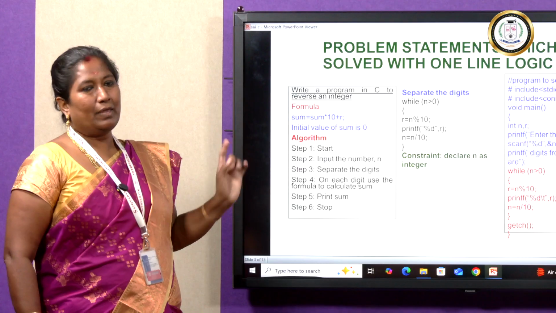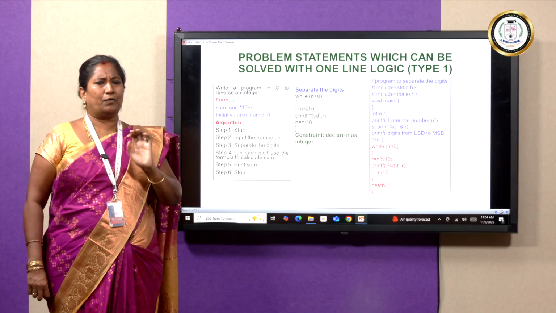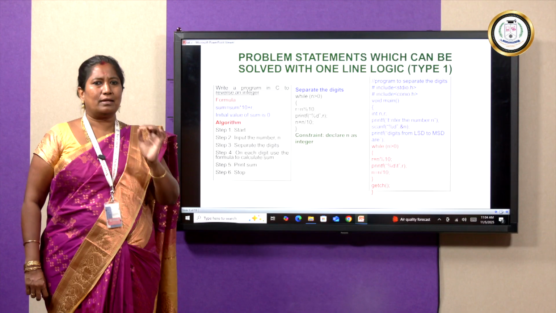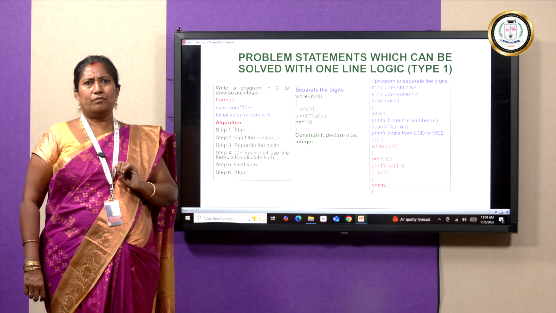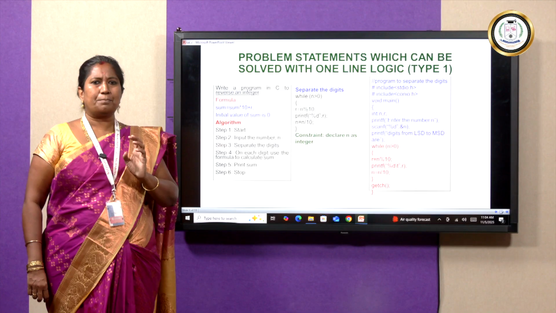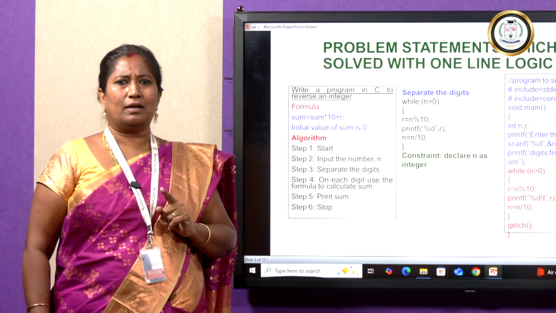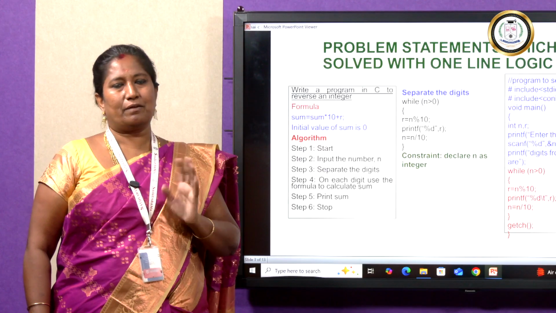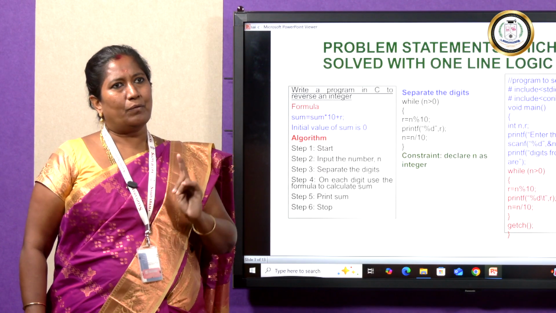So now the question is this: can you write a program in C for separating the digits in a number? Again, we have to think. Okay, so we have to write a program for separating the digits in a number. Have I studied any maths formula related to it? Definitely no. There is no formula for separating the digits in a number. Then how can I do it?